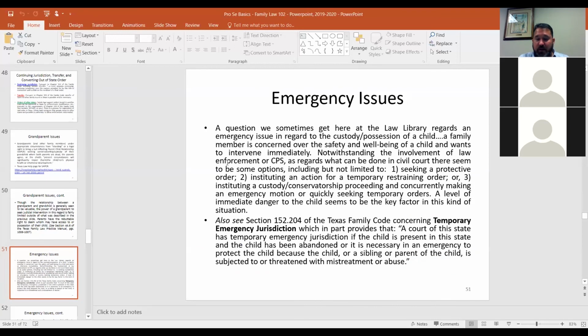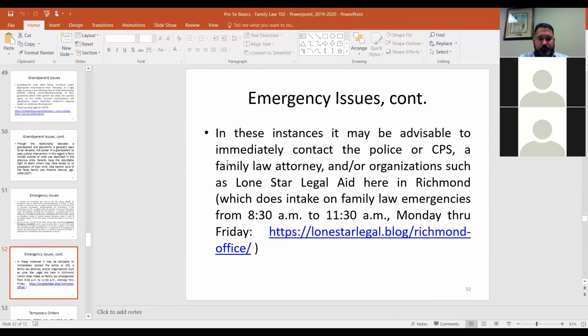Emergency issues come up sometimes. You need something done today or tomorrow. How can emergencies be handled? We have some information on that that we can provide you. So obviously, if that's an issue, give us a call or email, or when we reopen, come see us. Obviously, Lone Star Legal Aid is a legal aid organization here in Richmond. They have an office, and they can assist on family emergencies as well.